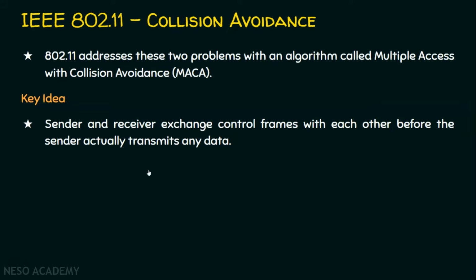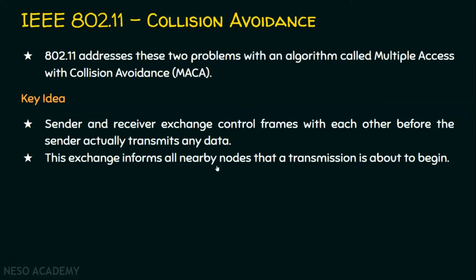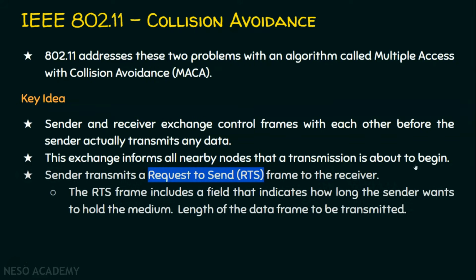What are we expecting with this exchange of control frames? Because these control frames are exchanged before the data is exchanged, this exchange informs all nearby nodes that a transmission is about to begin or commence. How is it done? The sender transmits an RTS, that is a request to send frame, to the receiver. What does this RTS mean? This RTS frame includes a field that indicates how long the sender wants to hold the medium, that is the length of the data it is going to transmit.